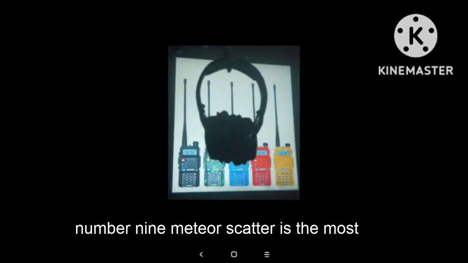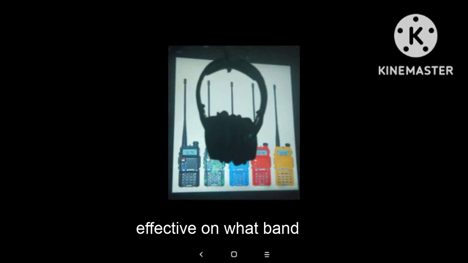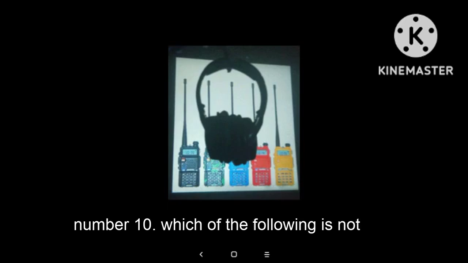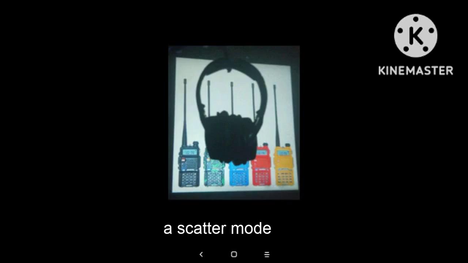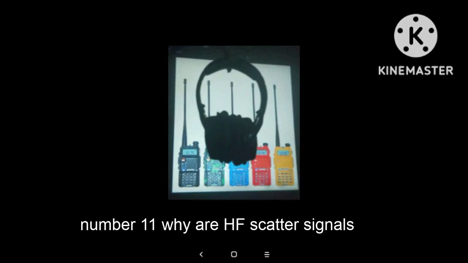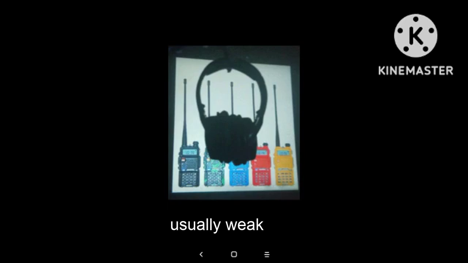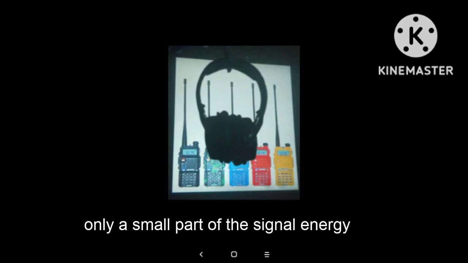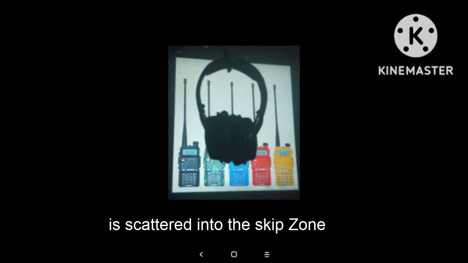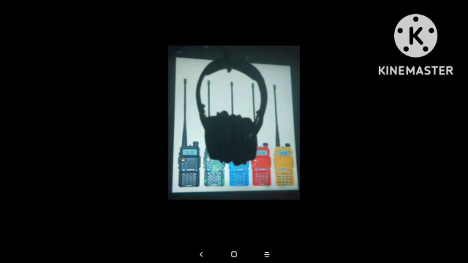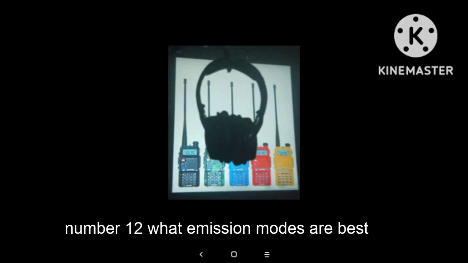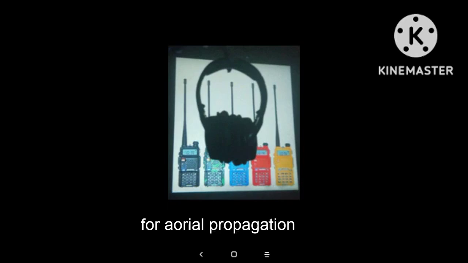Number 9. Meteor scatter is the most effective on what band? 6 meters. Number 10. Which of the following is not a scatter mode? Absorption scatter. Number 11. Why are HF scatter signals usually weak? Only a small part of the signal energy is scattered into the skip zone. Number 12. What emission modes are best for aerial propagation? CW and SSB.